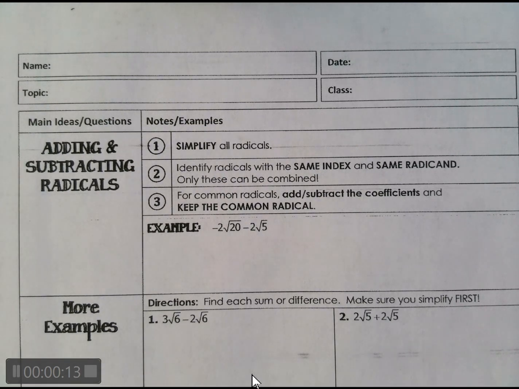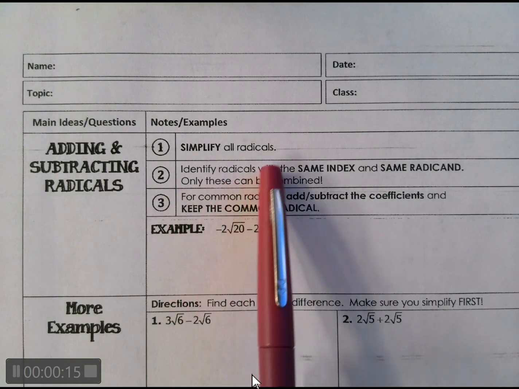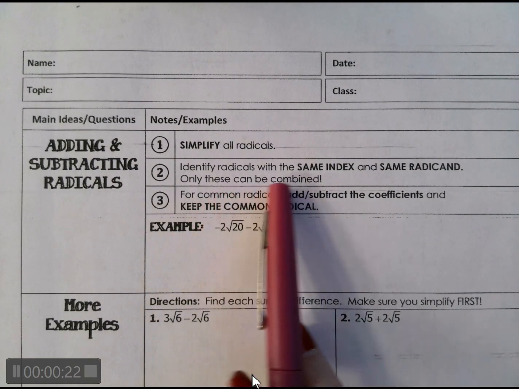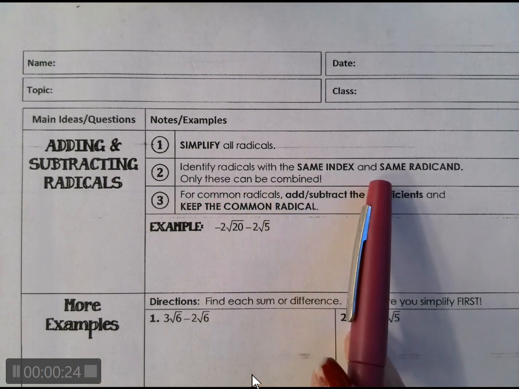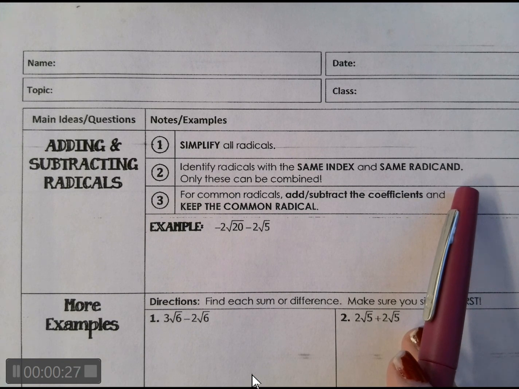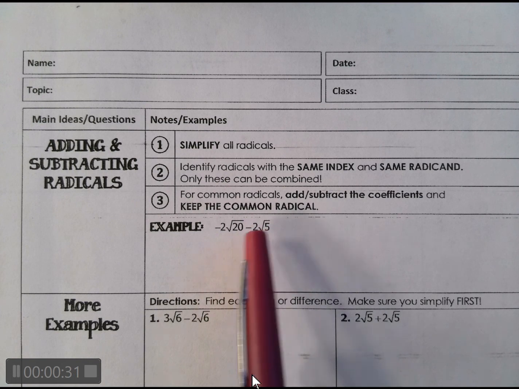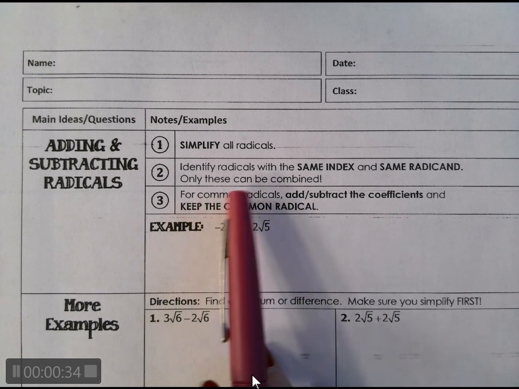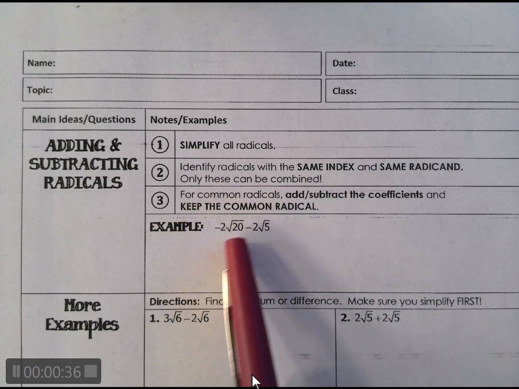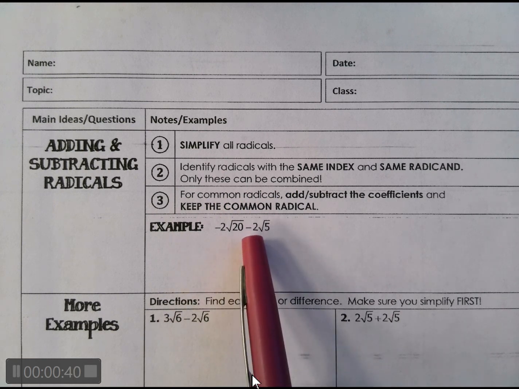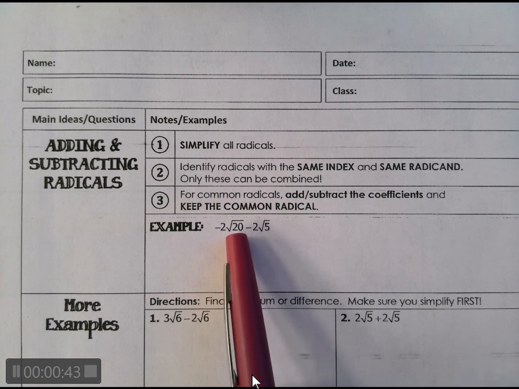So our very first step is that we need to simplify all of our radicals. That's the very first thing we always will need to do. Then we are going to identify radicals with the same index and same radical. So that means that our radicals need to be the same numbers. Only these can be combined. So right here we have square root 20 and square root 5. We cannot combine those. We can only combine numbers with the exact same numbers on the inside.